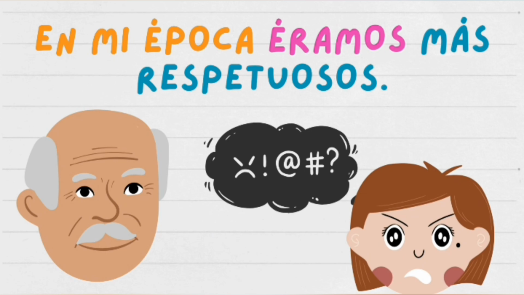Let's go to this sentence. In my time, which means en mi época, in my time, we were more respectful. Éramos más respetuosos. Okay? In my time, en mi época, we were, verb in the imperfect past, éramos, we're talking about we, éramos more respectful, más, more, respectful, respetuosos.